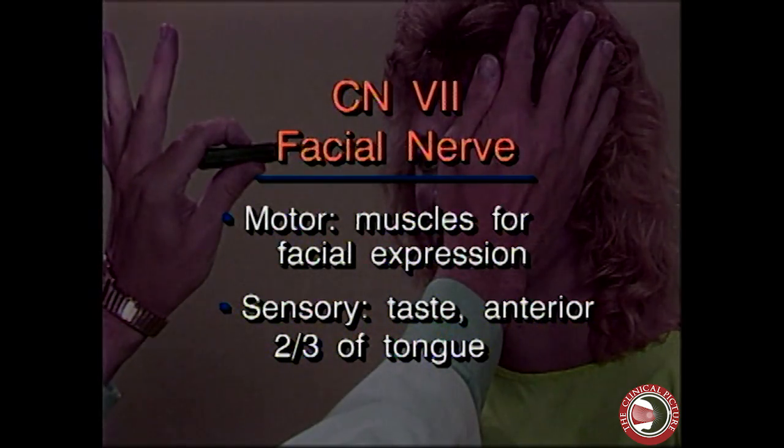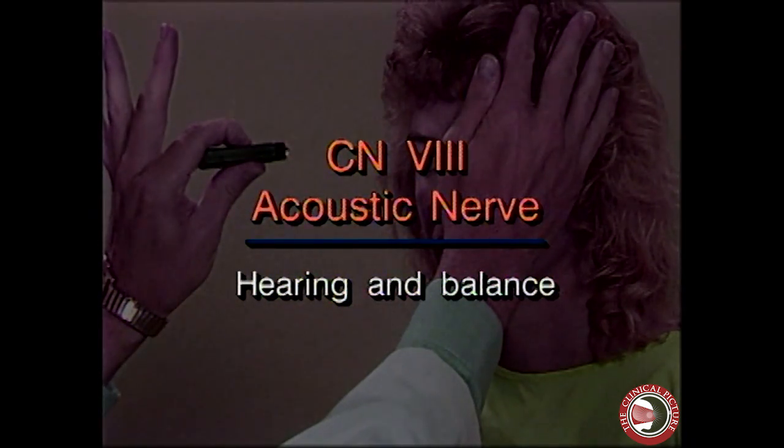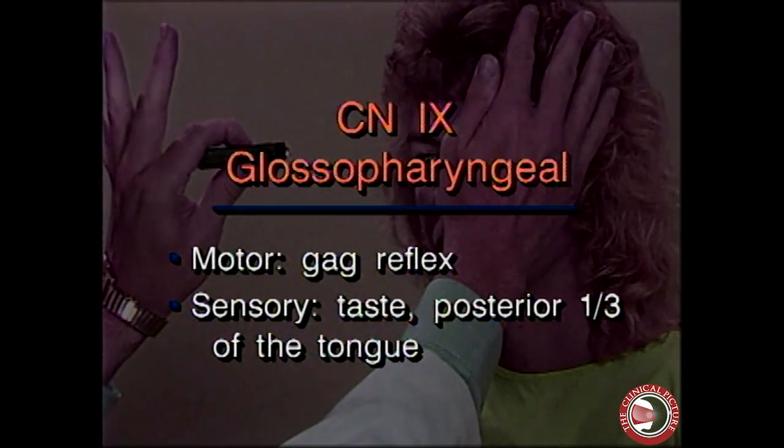CN7, the facial nerve, which innervates the muscles of the face for facial expression and sensation to the tongue, innervating the anterior 2/3 of the tongue. CN8, the acoustic nerve, is for hearing and balance. CN9, the glossopharyngeal nerve, provides motor for gag reflex and sensory for the posterior 1/3 of the tongue.